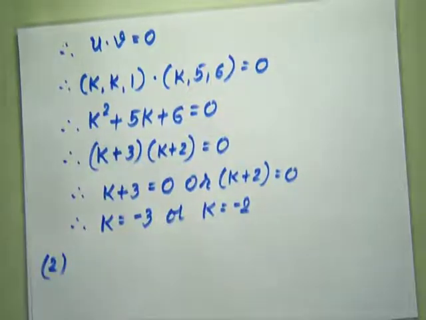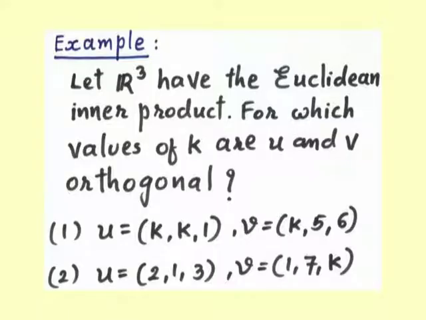For the second example, we can apply the same idea. Take inner product of U, V equal to 0, and both are from R3, and we have to use Euclidean inner product. So take U dot V equal to 0, and you can easily find the value of K.